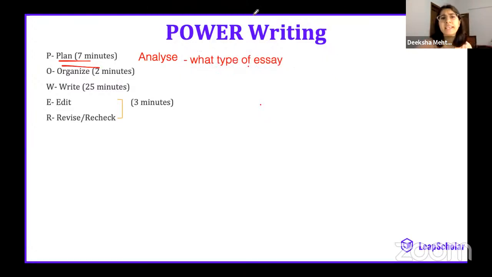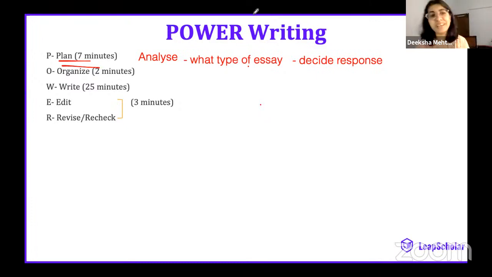After I've analyzed it, I've understood, all right, this is, let's say, the opinion essay. I will decide my personal response. Should I agree or should I disagree? How will I decide this? Depending on how many main ideas I have for agreeing, how many main ideas I have for disagreeing. So should I agree, disagree, or should I do a little of both?